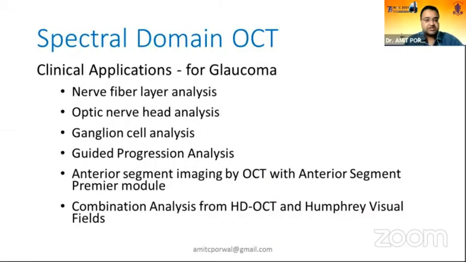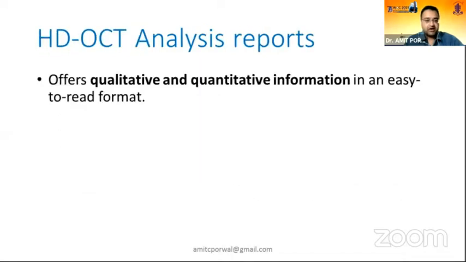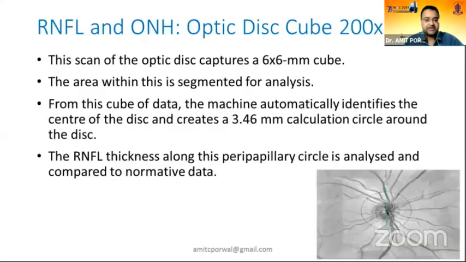So coming to the SD-OCT, what are its clinical applications for glaucoma? You have the nerve fiber layer analysis, the optic nerve analysis, the ganglion cell analysis, the guided progression analysis, anterior segment imaging by OCT with the anterior segment premier module, and combination analysis from SD-OCT and the Humphrey's visual field. Now, how does this analysis report help us? It offers qualitative and quantitative information in an easy to read format.